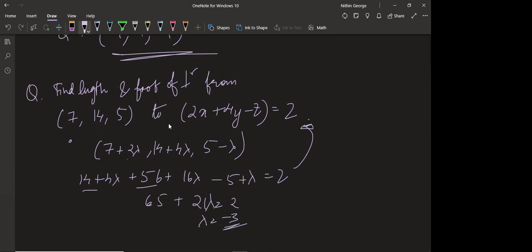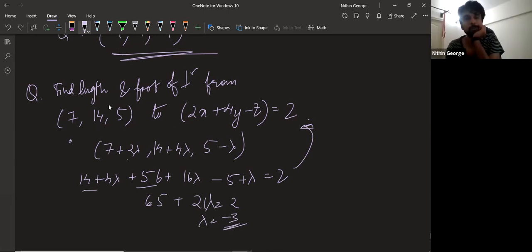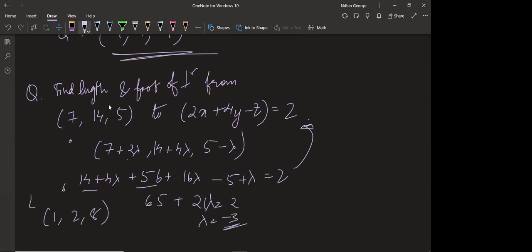My mistake, sir. Lambda is equal to minus 3. All right. So lambda equal to minus 3 means the point here will be 1, 2, 8. So this is the foot of the perpendicular.